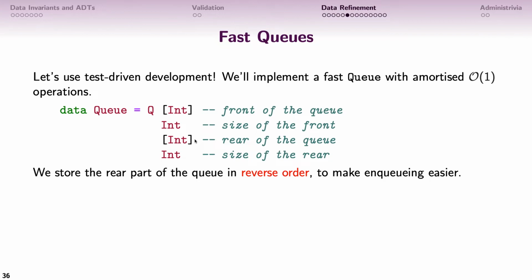This means if we're going to NQ something, we just add it to the front of our rear list here. Because it's in reverse order, that will be correct, right? Adding it to the front of the reversed rear is putting it at the back of the queue. And adding things to the front of lists, creating a new list node and just putting its tail to be the old list, is order 1. So this should be order 1 complexity for NQ.